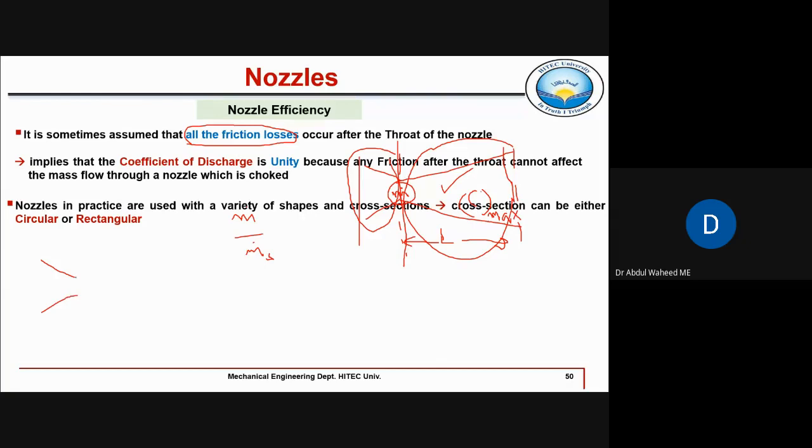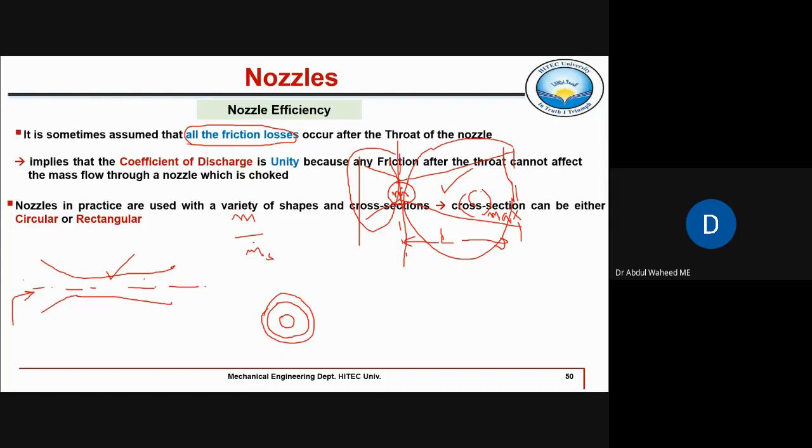The nozzles which we have studied so far, their axis is straight, right? For example, if this is the front view, then from the side view it will look like this: a circular nozzle, then a throat, and then the exit cross section. Such nozzles have their axis exactly straight from inlet till exit. But in practice, you may have curved axis nozzles.